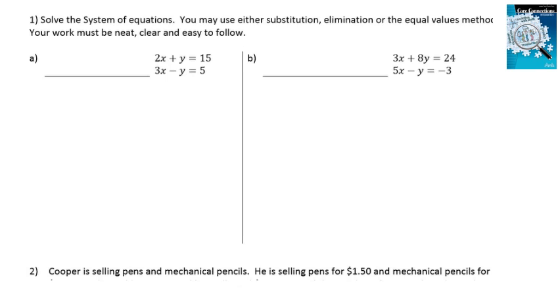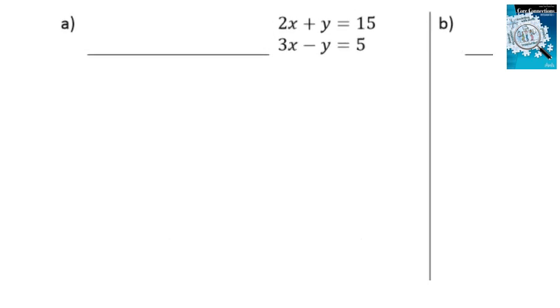Solve the system of equations. You may use either substitution, elimination, or the equal values method. Your work must be neat, clear, and easy to follow.